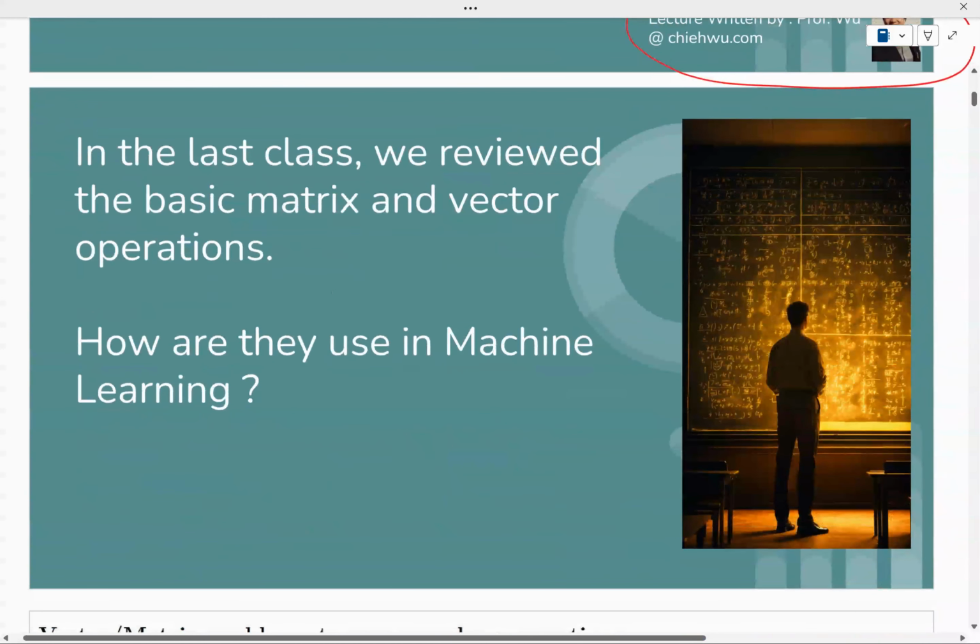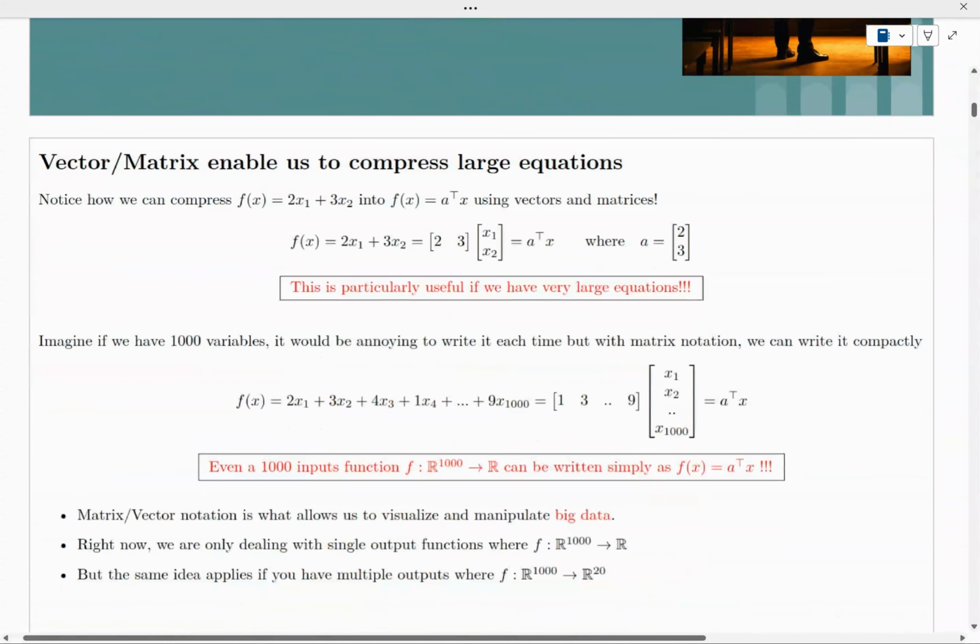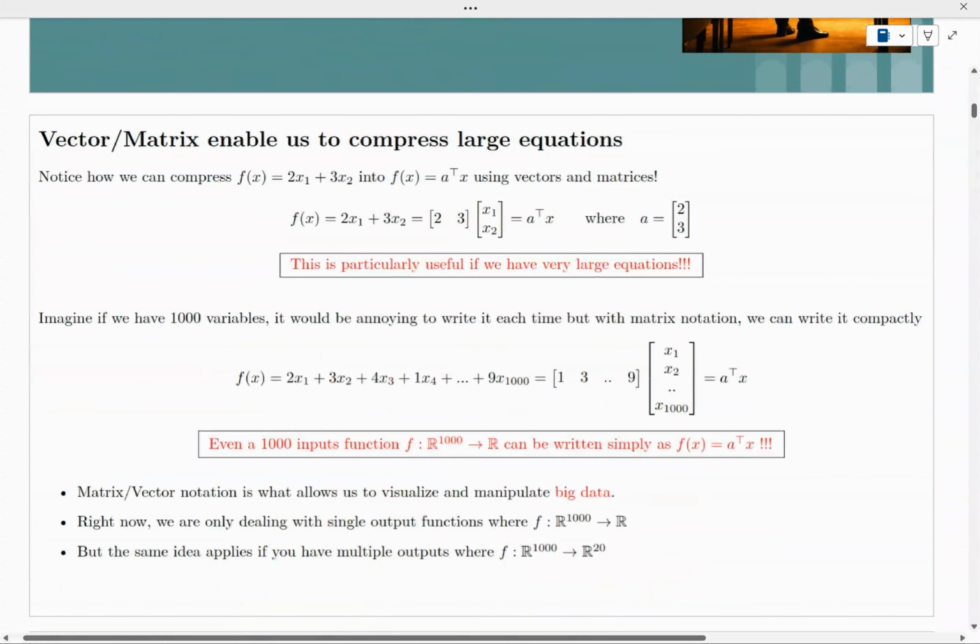In the last class, we basically reviewed the basics of matrix and vector operations. I briefly discussed why matrix and vector multiplications are important. Now we're going to look a little deeper at how we actually use them in machine learning. In a big picture sense, vectors and matrices essentially enable us to compress very large equations.